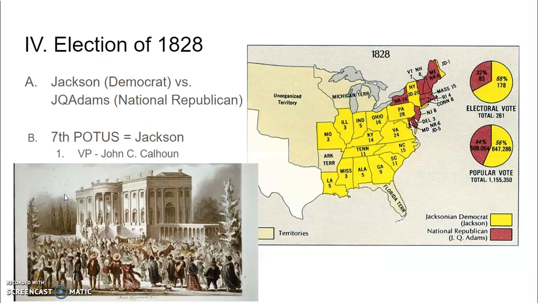So the election of 1828 rolls around. Jackson ends up sweeping this election. I mean, it's not even close looking at the Electoral College. And John Quincy Adams definitely loses. So Jackson becomes the 7th president.